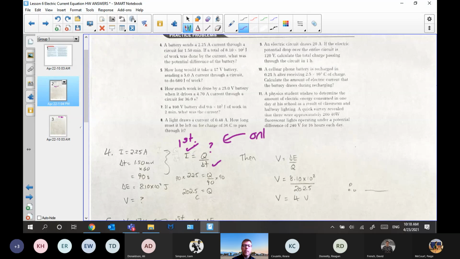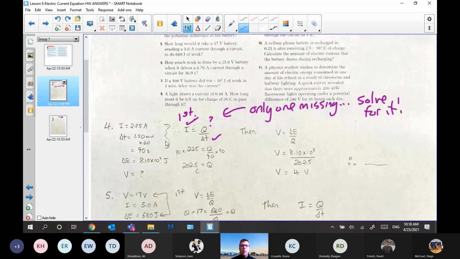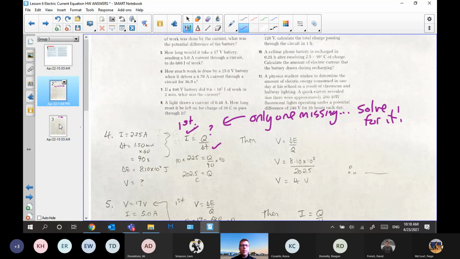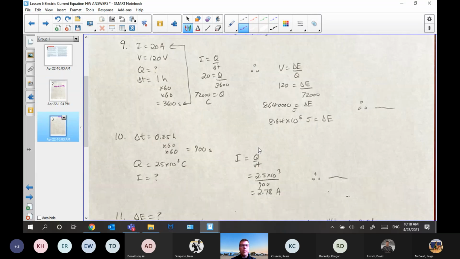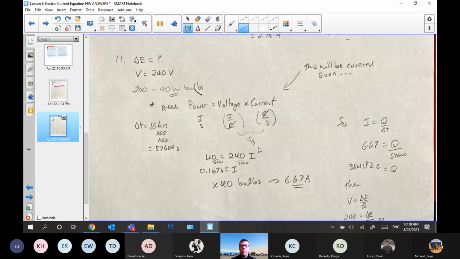So that's a thing to watch for. If there's only one missing, you solve for it. That's always going to be part of your strategy for working through problems. So with that little rundown of this, does anybody need anything else from me for getting these ones under control?